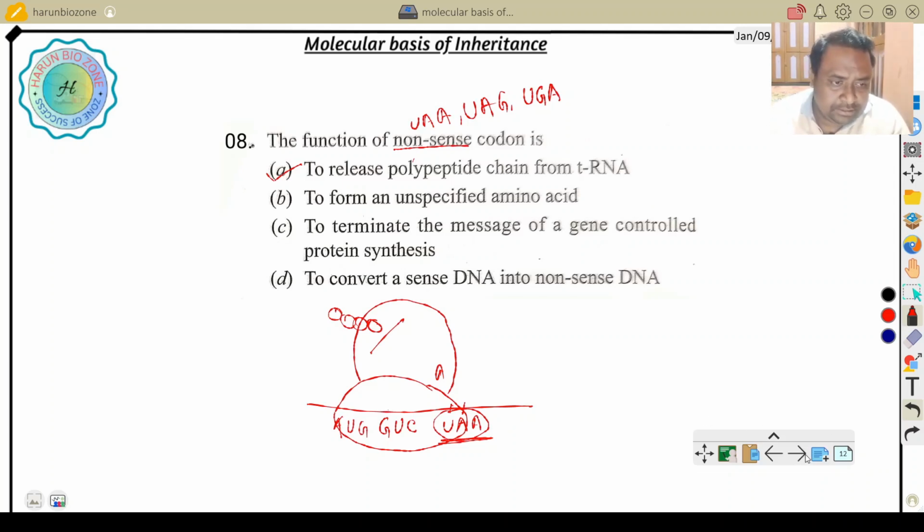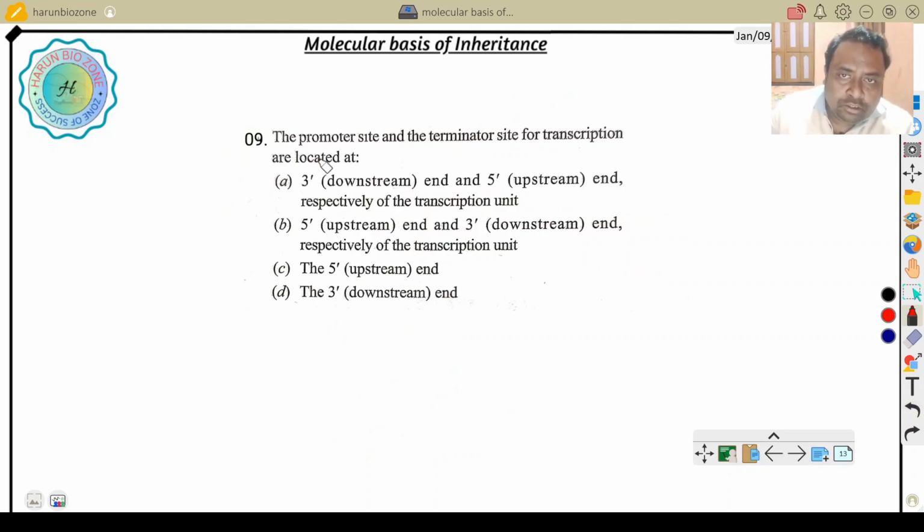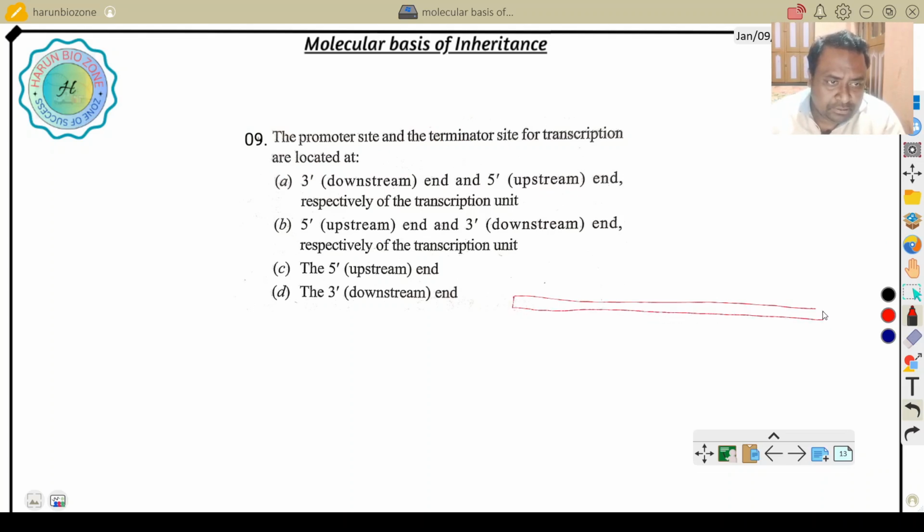Next question is, the promoter site and the terminator site for transcription are located. Suppose this is mRNA. Okay, this is the double stranded DNA. Suppose this is the transcription initiation site.